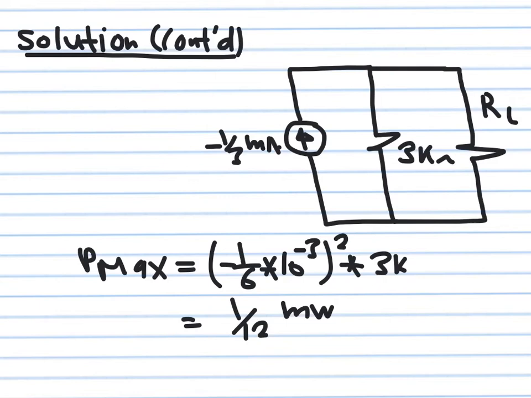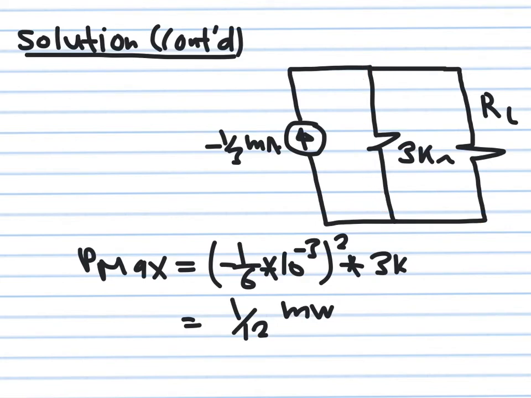So now I know what the Norton resistance is. I know what the Norton current is. This is minus 1 over 3 milliampere. So what will be the value of RL for maximum power transfer? RL will be equal to the Norton resistance, which is the same as the Thevenin resistance, 3 kilo ohm.